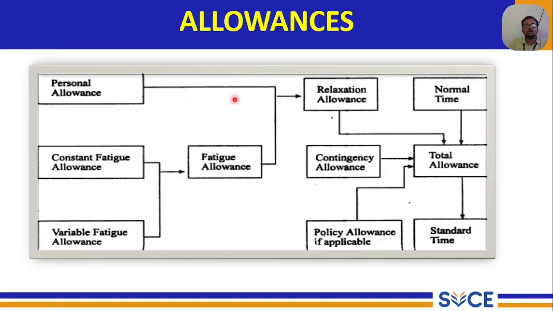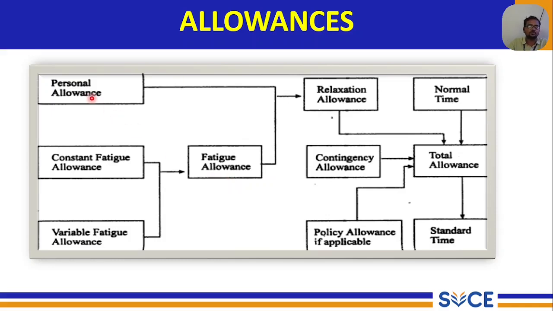Once we speak about the worker's measurement or the ergonomic aspect of a worker doing a job, you need to also consider that you need to provide a proper allowance to the worker, because a worker will not be able to do a job without any allowances. The allowances can be of different forms, but they are a mandatory thing to be provided to the worker. They can be personal allowances, constant fatigue allowances, or variable fatigue allowances, which are combined together and we call them fatigue allowances.